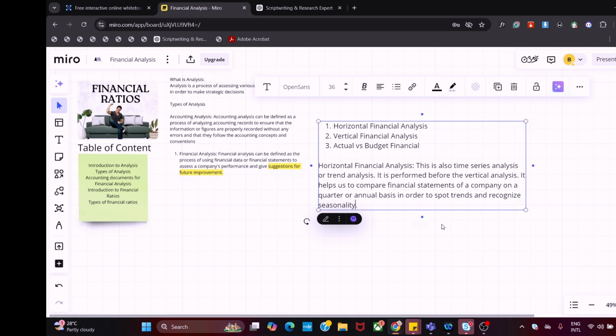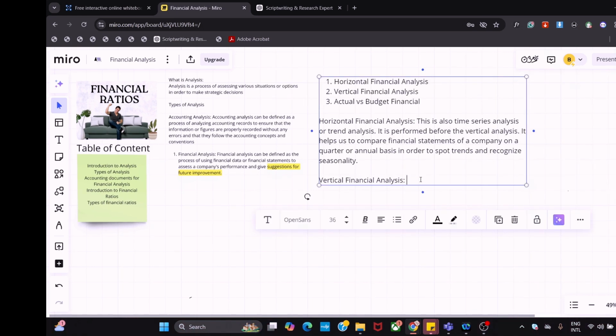All right, so the next thing we're going to be looking at is vertical financial analysis. What you need to understand is that vertical financial analysis is the opposite of horizontal financial analysis. So now, what is vertical financial analysis? One thing you need to understand is that vertical analysis is similar to horizontal analysis, but they are also quite different.